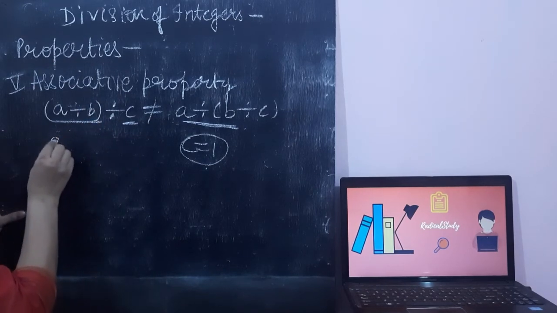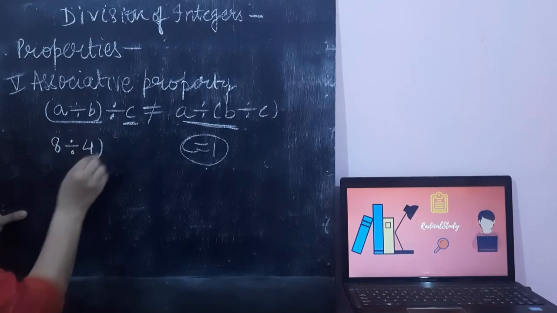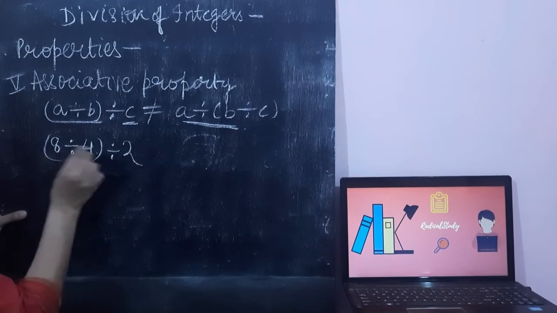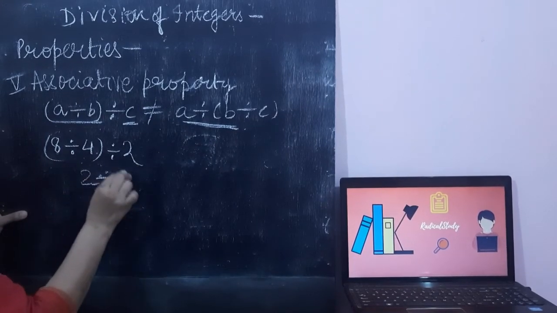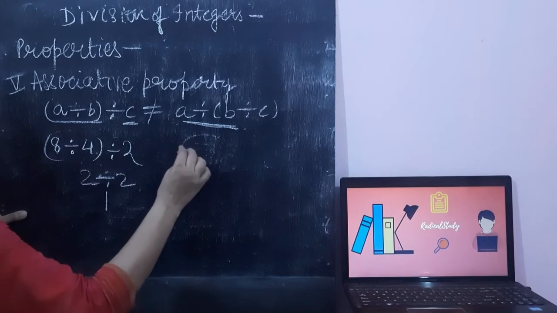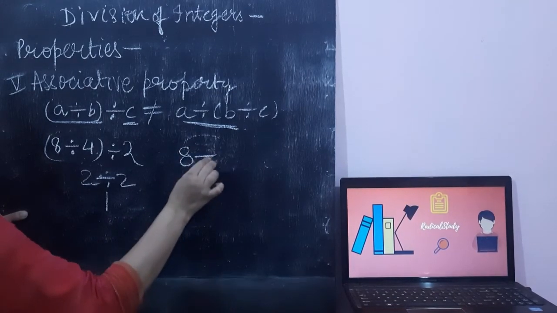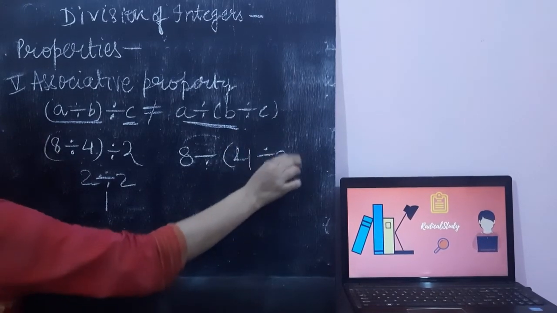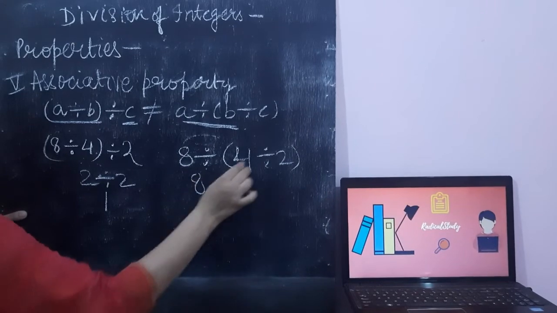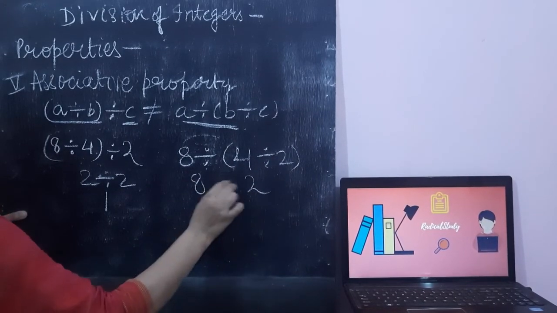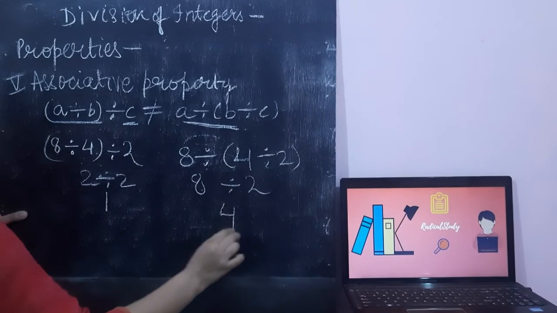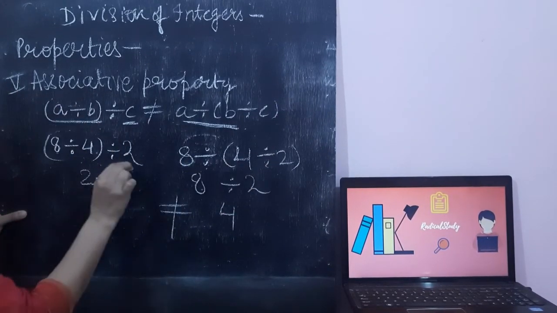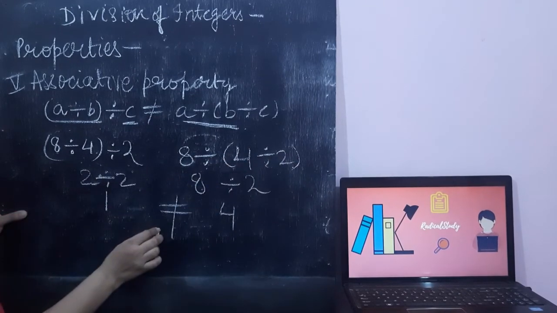I will take an example. a will be 8, b will be 4 and c will be 2. Now I will explain. When 8 is divided by 4, and that divided by 2, the answer will be 1. Now here it will be 8 divided by the bracket of 4 divided by 2. When 4 is divided by 2, the answer is 2. 8 divided by 2, the answer is 4, which is not equal. Here the value of c was apart from 1, so we have taken the value of c as 2. So the answer is not the same.